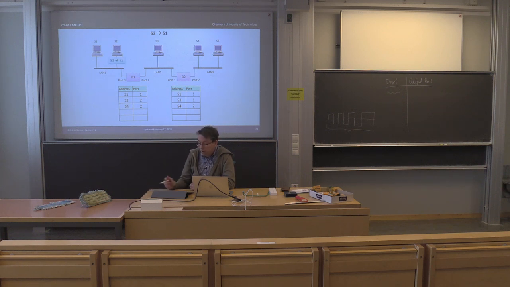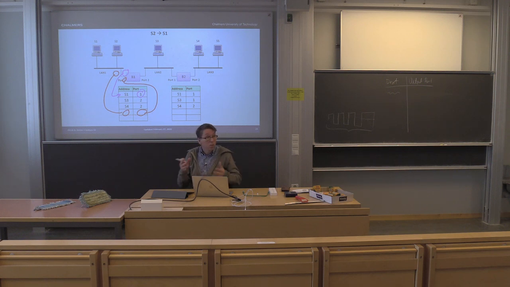Then we go on, and if S2 needs to go to S1 here, it is picked up by B1. And now what has B1 learned? Well, it has learned that S2 is on port 1. It then looks at the destination address, which is S1. It finds it here, and it sees, okay, it should go out on port 1, but that's where it came from. So the bridge will simply drop this packet, and then the packet is delivered to S1 as it should be.